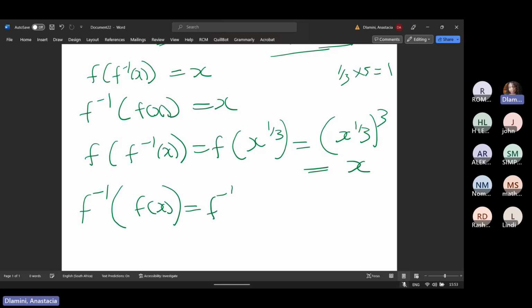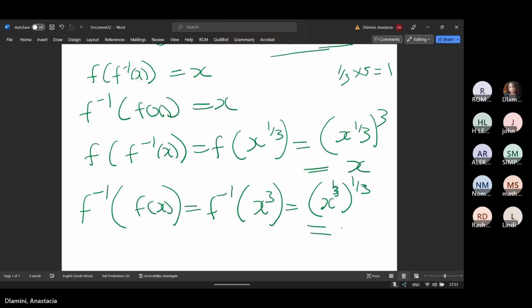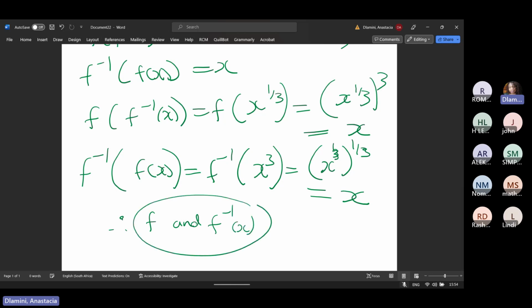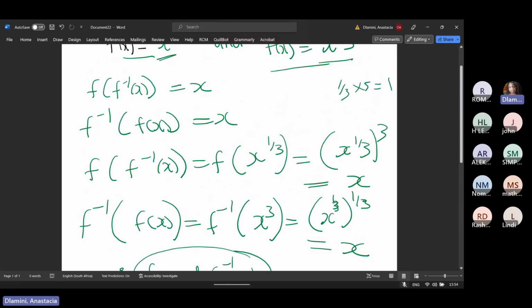So we know the inverse of f of x is x to the power of 3, and our inverse is x to the power of 1 over 2. So that's x to the power of 3, to the power of 1 over 3. Which one is the outside function? Oh, the inverse. So 1 over 3. So this gives x. Therefore, f and f inverse are inverses of each other. So this is how you verify that this function is an inverse of the following function.